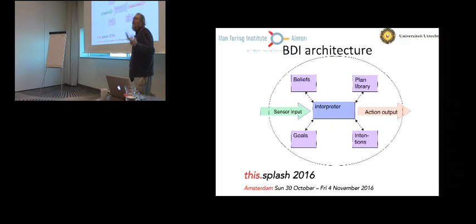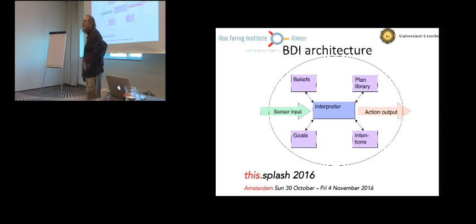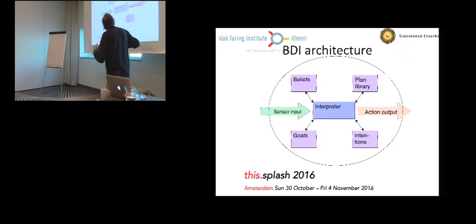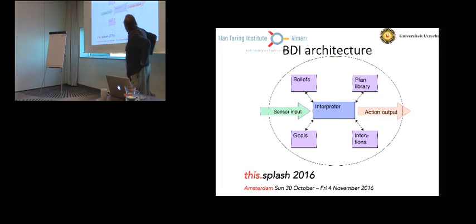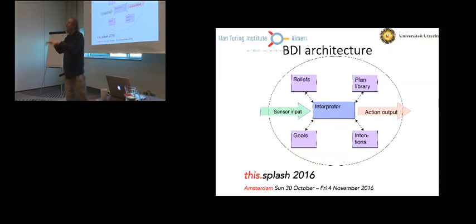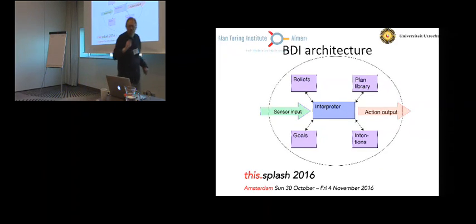This is a very well-known picture from the beginning of the agent paradigm, the BDI architecture. Well, actually, it doesn't say that much, but it at least says that there is a sensor input and an action output. There is an interpreter juggling around with beliefs, with goals, and sometimes goals and desires are the same, sometimes not, but let's treat them as the same here. And intentions, and also with the help of a plan library. I'll show you how this works more concretely later on.